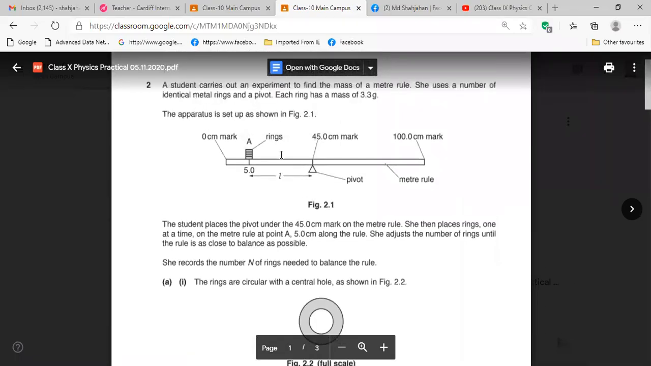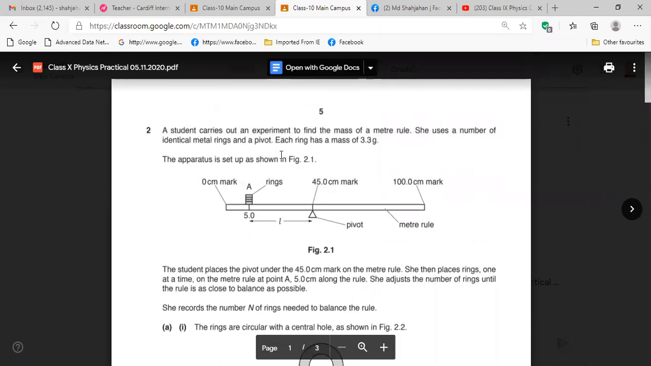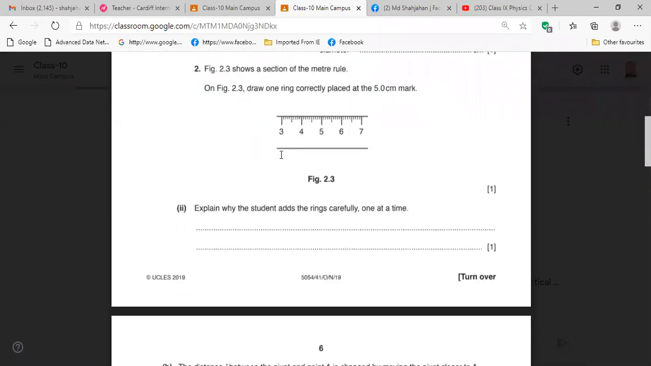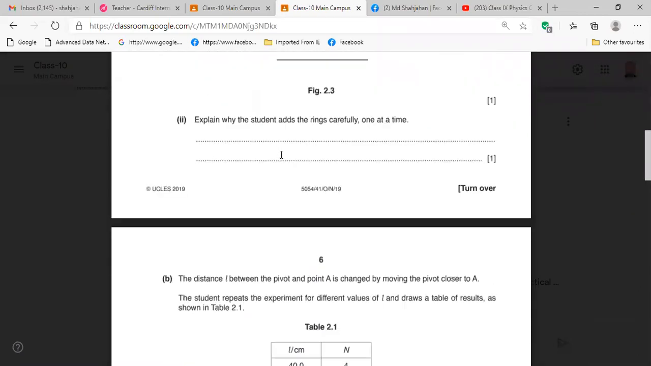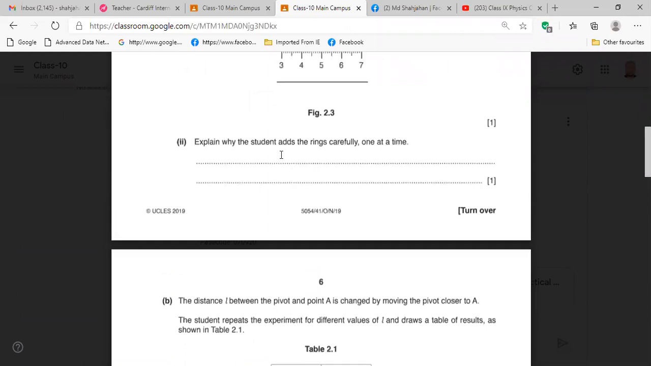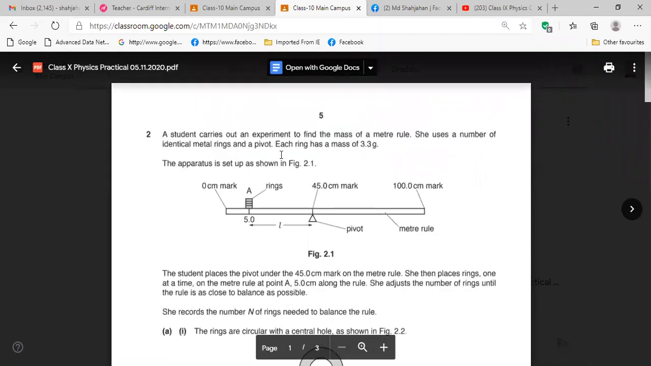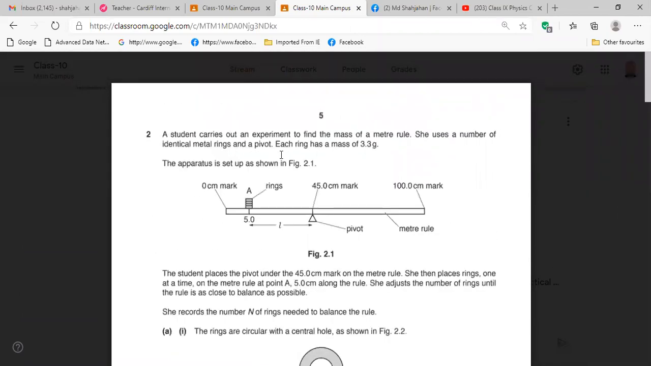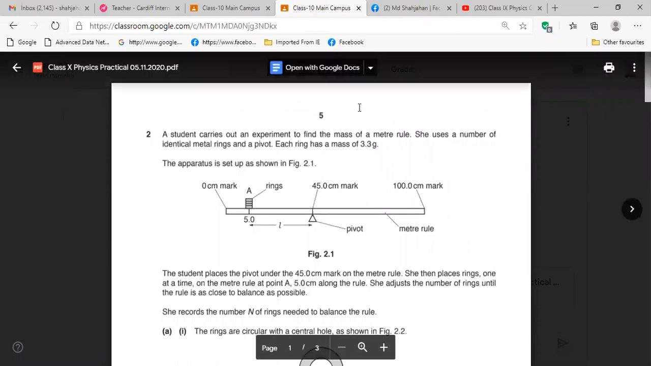Okay, so here we have this experiment, and it is from October November 2019, paper 4, variant 1, question number 2. Latest paper, huh? One of the latest papers. 2020 is for May, June, right? So we are doing in class October, November things. May, June things will be coming in your exams. Okay?